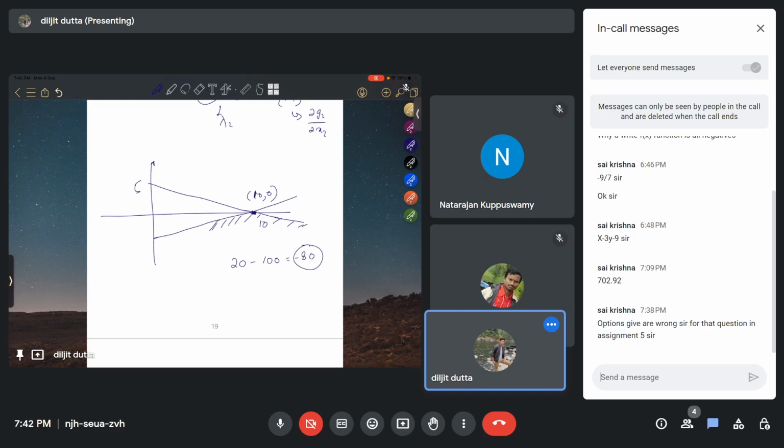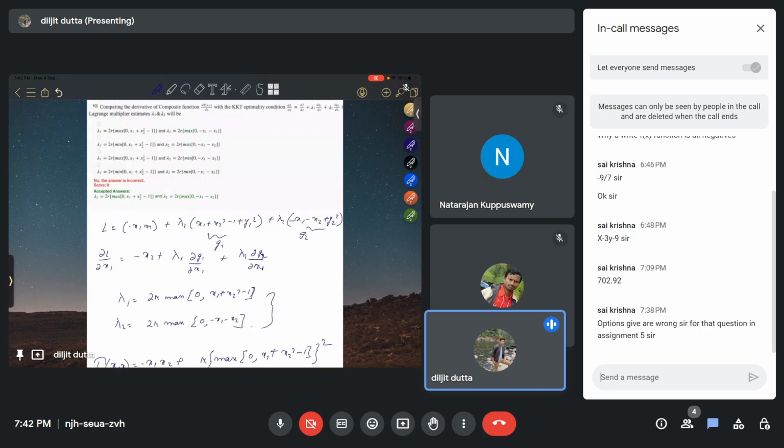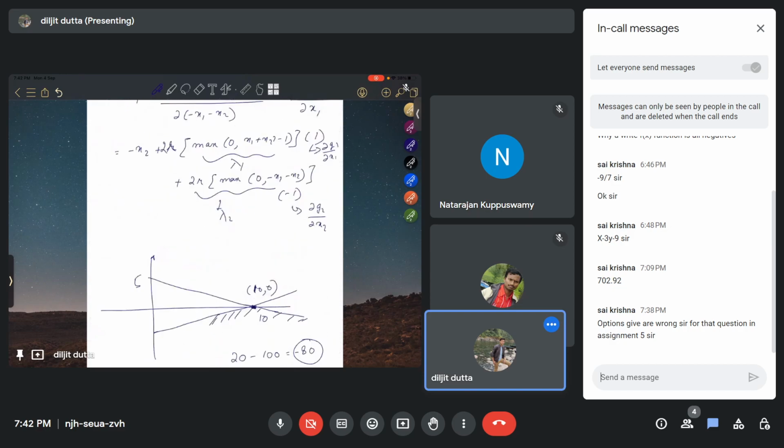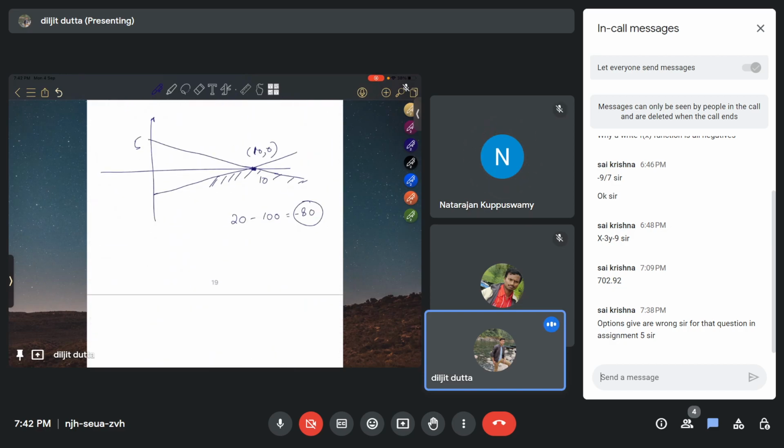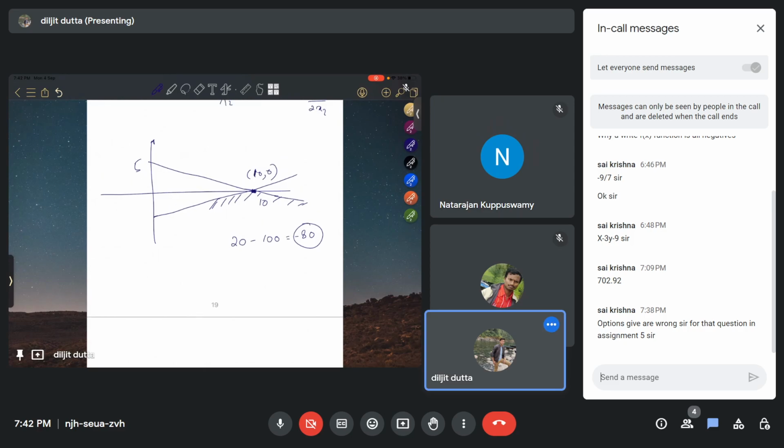Okay, sir. The options are given based on the question that was just solved, 702.9, that question. They changed the question but didn't change the values. So the answer will be, I think, minus 80. The maximum value will be at y equals 0 and x equals 10. So you will get 2 into 10, 20, minus 100, which is minus 80. So this question is wrong. I'll give a notice to the professor to change the options.